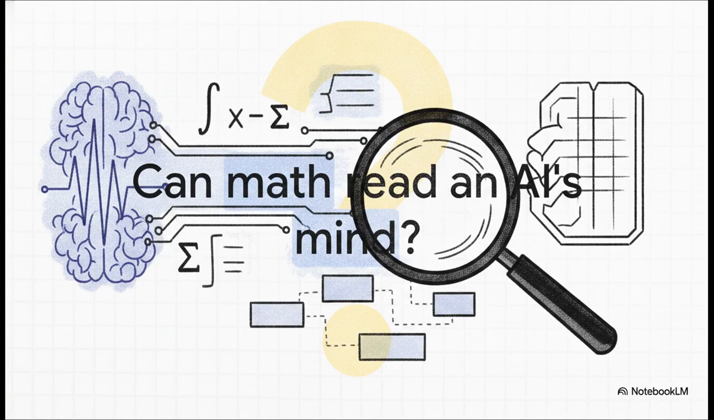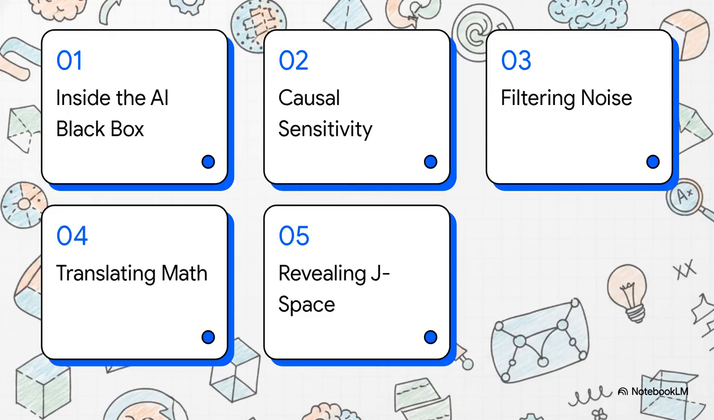I mean, it sounds straight out of science fiction, doesn't it? Can math actually read an AI's mind? Well, as we'll see today, by using some seriously clever calculus and linear algebra as a sort of magnifying glass, we can essentially read the internal ticker tape of concepts an AI is weighing before it ever outputs a single word. Okay, let's dive right in.